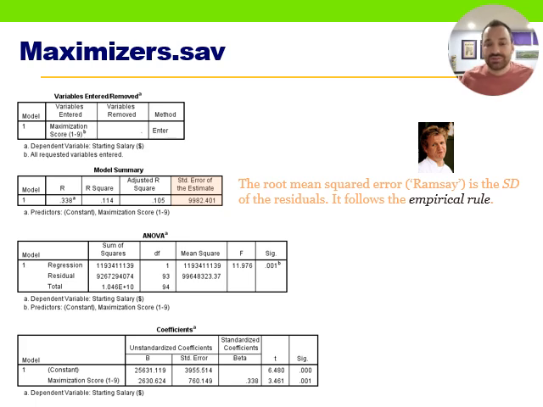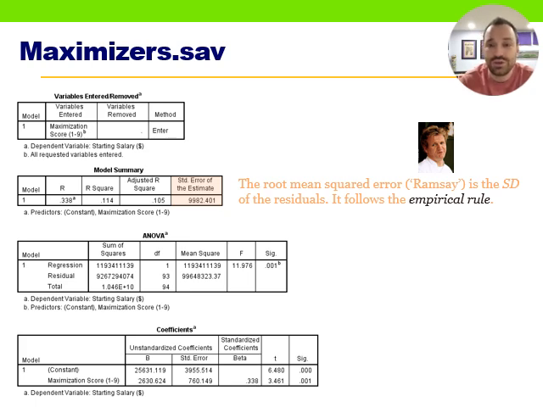That's what Ramsey is. So if you only know one thing about Ramsey, it's that Ramsey is a measure of how good our predictions are. The smaller Ramsey is, the better our predictions are. The bigger Ramsey is, the worse our predictions are. So in this case, Ramsey is equal to 9,982, and it's dollars since we're talking about salary.